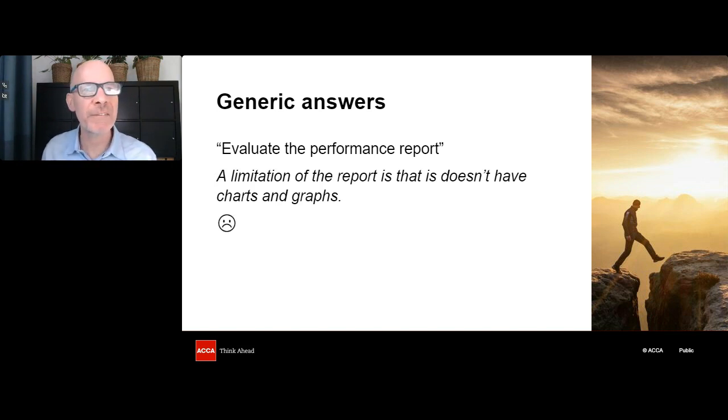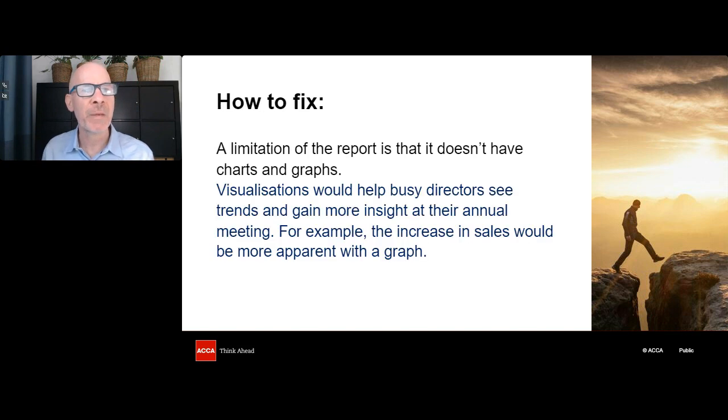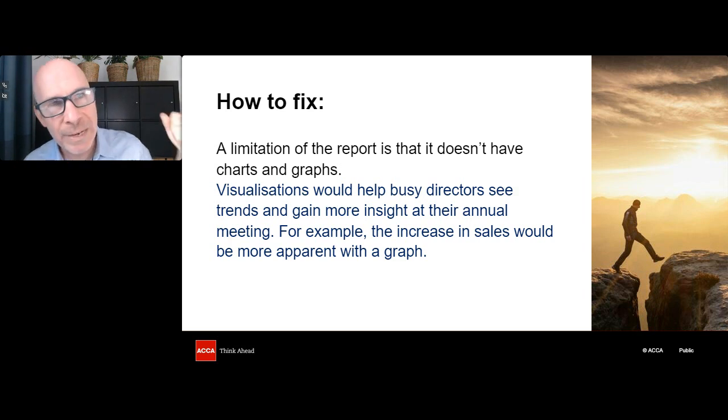What do we do to fix it? A limitation of the report is that it doesn't have charts and graphs. Visualizations would help busy directors. In the story, they said the report is for the directors. It would help busy directors see trends and gain more insight at their annual meeting. That's also in the story. They use the report at their annual meeting.